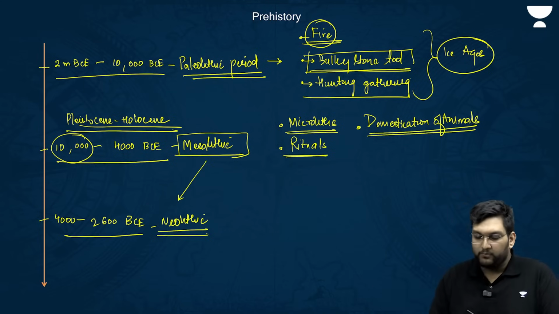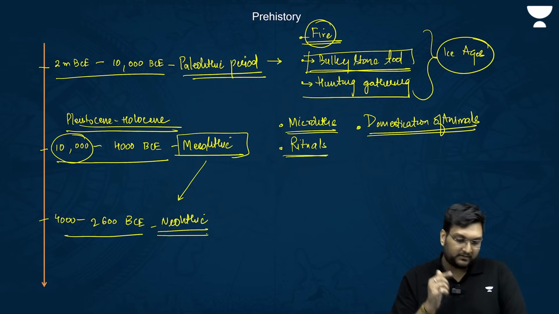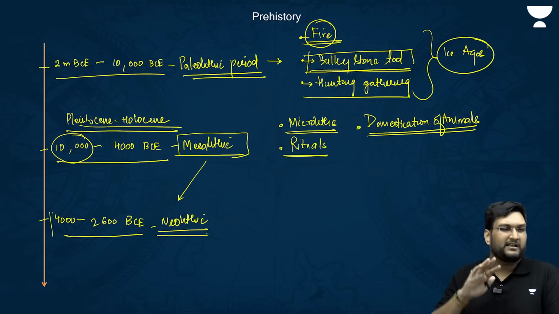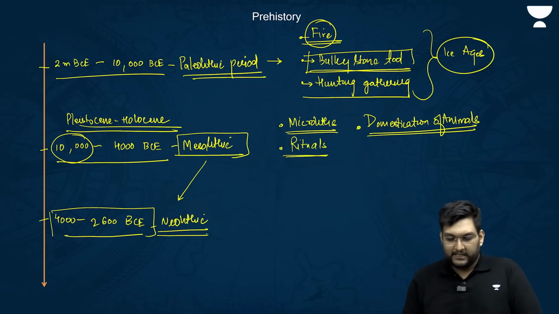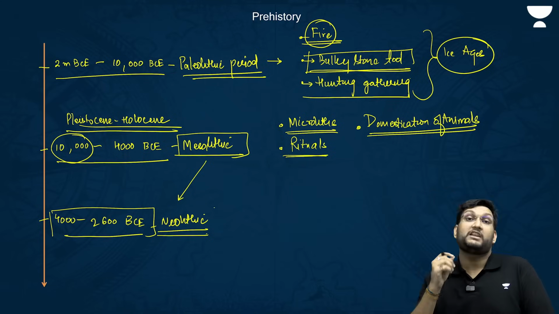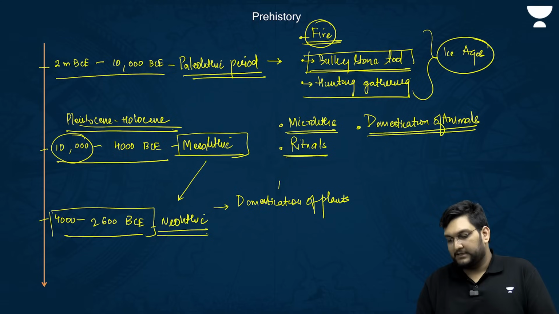From Mesolithic we move towards Neolithic, the new stone age. Neolithic, which is 4,000 to 2,600, varies from region to region. In India, Mehrgarh being the first and the most important site, you have the most important technology, which is domestication of plants, which we today call agriculture.